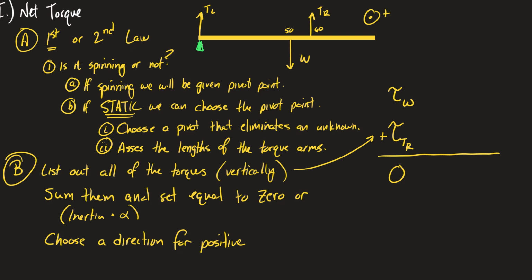If you'll notice, both torque arms will be in the positive direction, but one of the forces would be negative and one of the forces would be positive. That still works if you want to use something like this. This is how your textbook does it. I don't, but this is how your textbook does it.